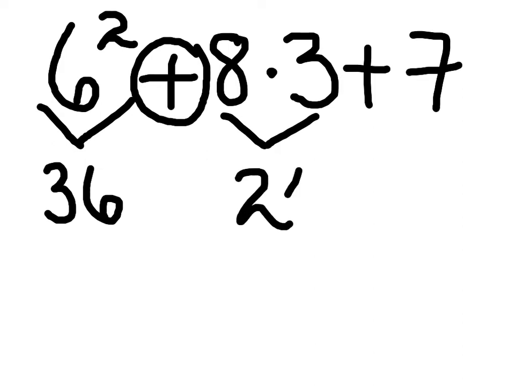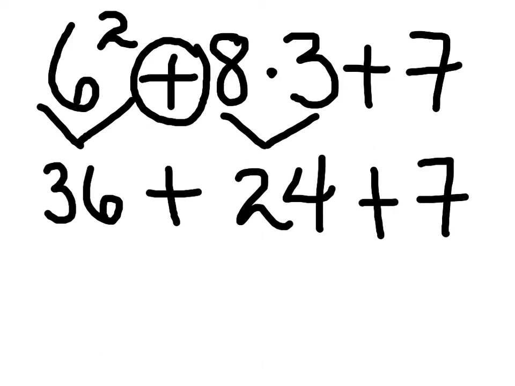And what's 8 times 3? 24. Now we pull down the plus between the 36 and 24, and we pull down the plus after the 24, and then the 7. And now we just have an addition problem: 36 plus 24 plus 7. What do we end up with? 67. Hey, that's a good year. That's when I was born.